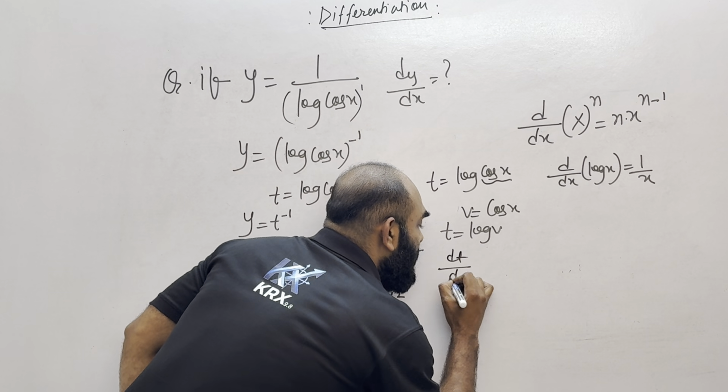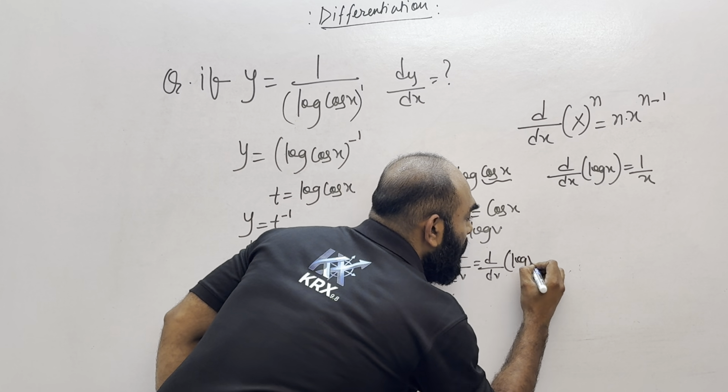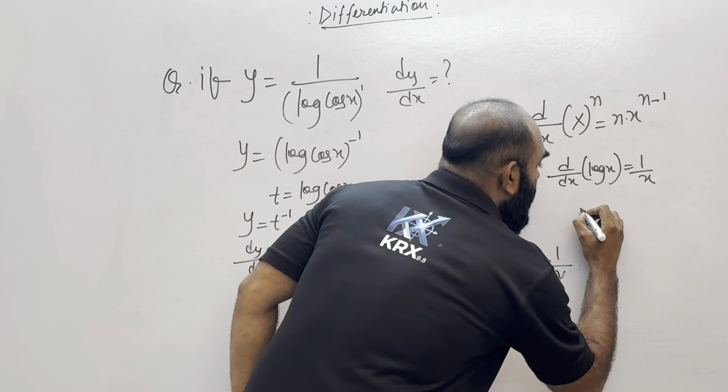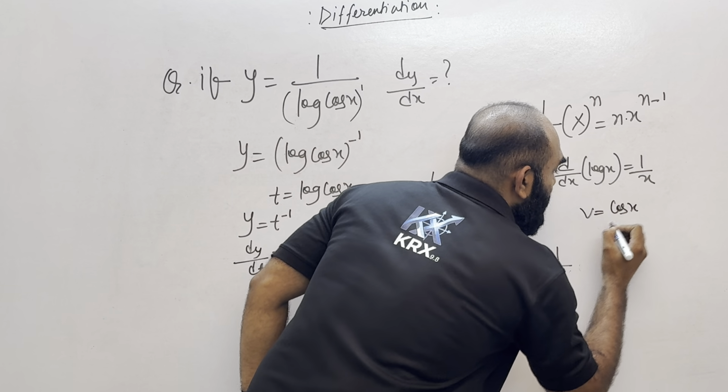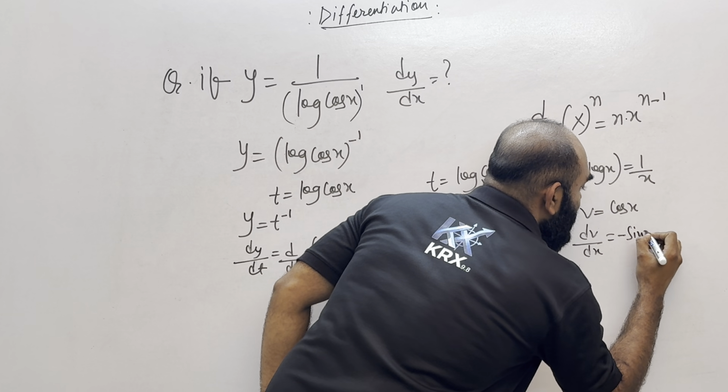So dt by dv is equal to d by dv of log v. That is 1 by v. What is your v? Sir, v is cos x. So simply you know all this, dv by dx: cos x differentiation is minus sin x.